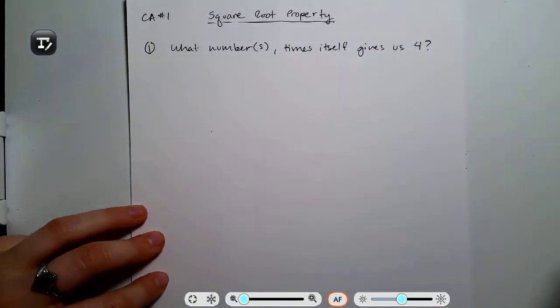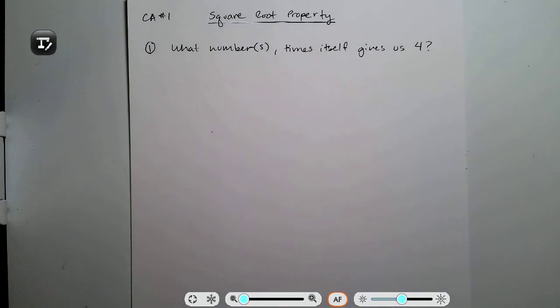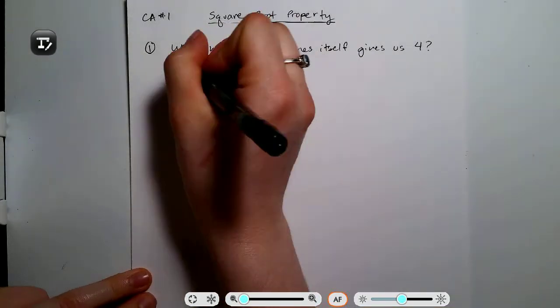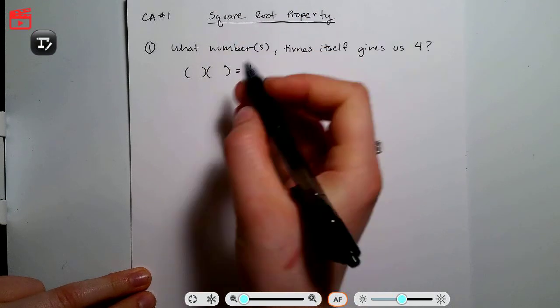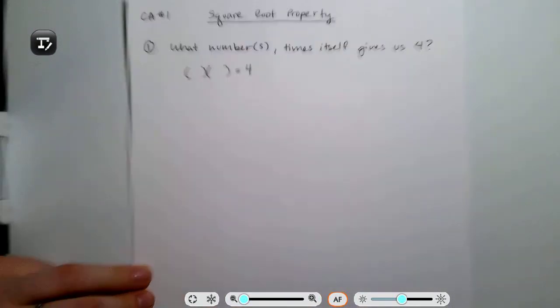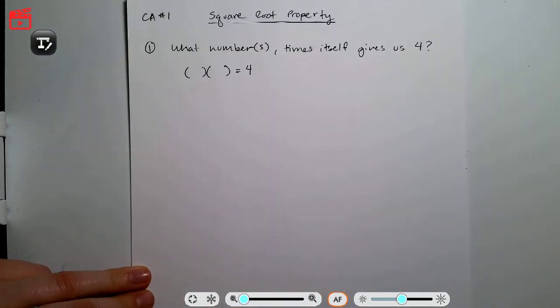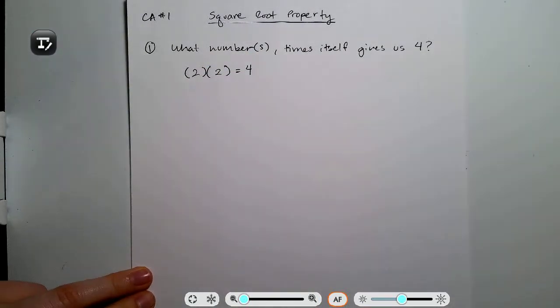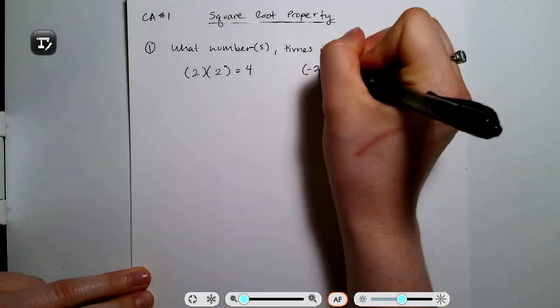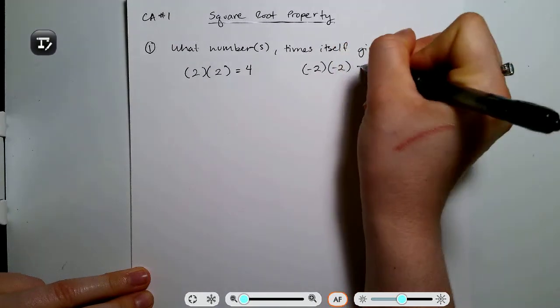Pause the video and think about that. What 2 numbers times itself gives us 4? Or what number times itself gives us 4. So what I'm looking for is something that when I multiply it to itself, I get 4. And it has to be the same number in both of these parentheses. Well, one example would be 2 times 2, right? 2 times 2 is 4. But there's another number. And that number would be negative 2 times negative 2 equals 4.